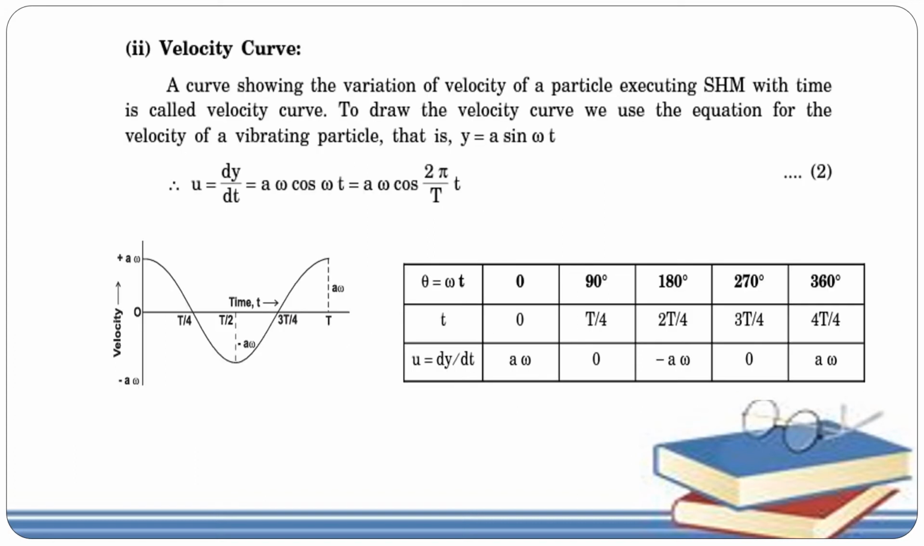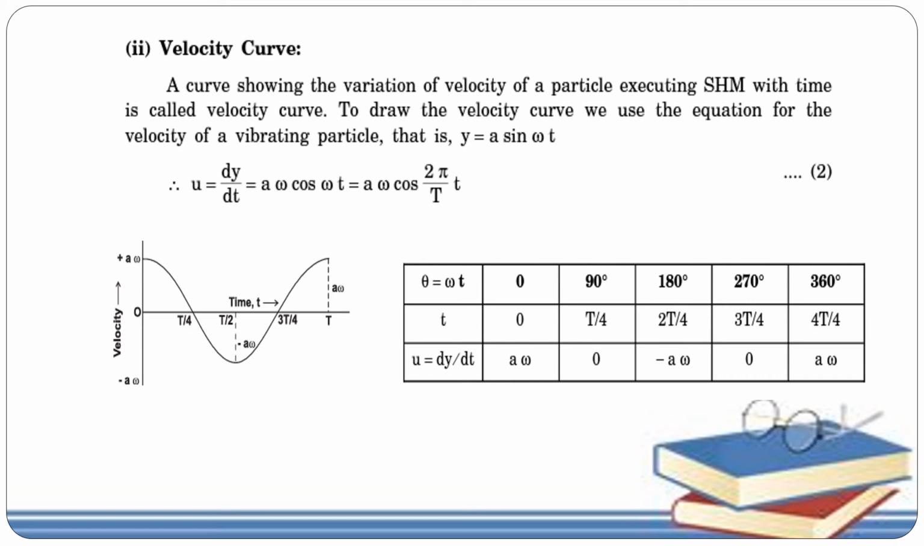The next one, velocity curve. In this case, we are going to draw a graph by considering t along the x-axis and velocity along the y-axis. That is, a curve showing the variation of velocity of a particle executing simple harmonic motion with the time is called the velocity curve. To draw the velocity curve, we use the equation for the displacement of a vibrating particle, that is y equal to a sin omega t.